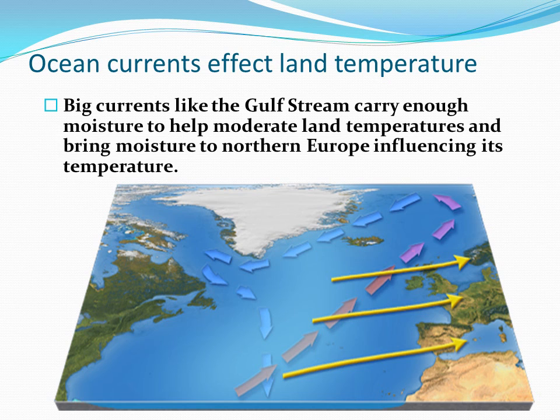Winds blowing across the warm Gulf Stream help moderate temperatures across Europe. That's what we're looking at here. Okay, the Gulf Stream comes up along our east coast, and then it's bringing warm water up to Europe. It cools off, and it sinks back down. Okay, so big currents like the Gulf Stream carry enough moisture to help moderate land temperatures and bring moisture to northern Europe, influencing its temperature. And this plays a big part in why a lot of Western Europe is as warm and temperate as it is, which makes it quite livable.